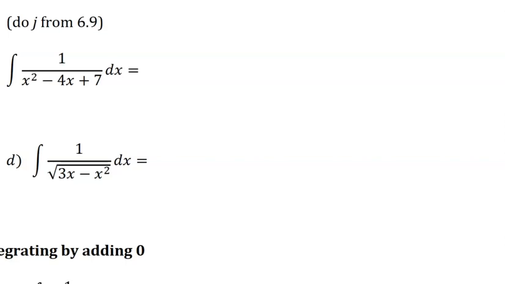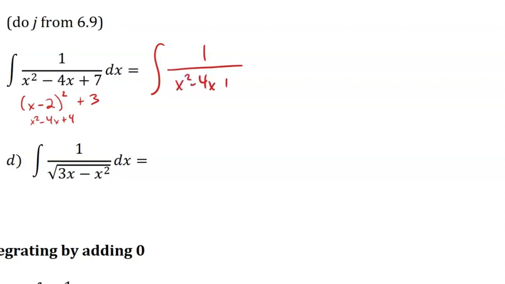However, I can complete the square here and write this as 1 over, okay, so I need x squared minus 4x. To get 4x as my middle term, that's going to be x minus 2 squared. But x minus 2 squared is actually x squared minus 4x plus 4. I have a plus 7, which means there's 3 more left over that aren't used up here. So it's in its completed square form: x minus 2 squared plus 3 dx, okay?